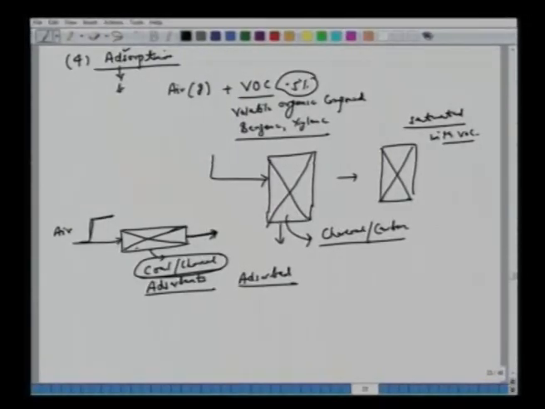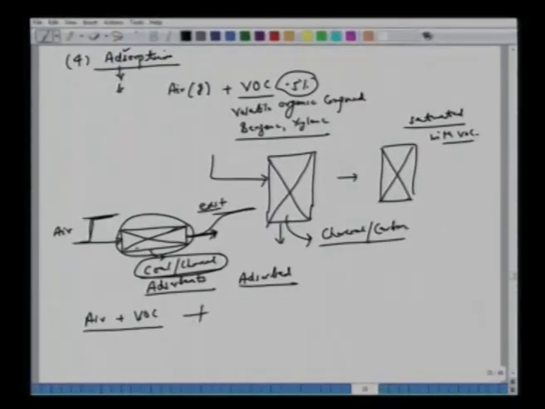After some time you will see that slowly this concentration will increase at the exit, till this level has reached the same as the inlet level. Then one will have to stop it. So what operation is here? We are starting with air which contains VOC.